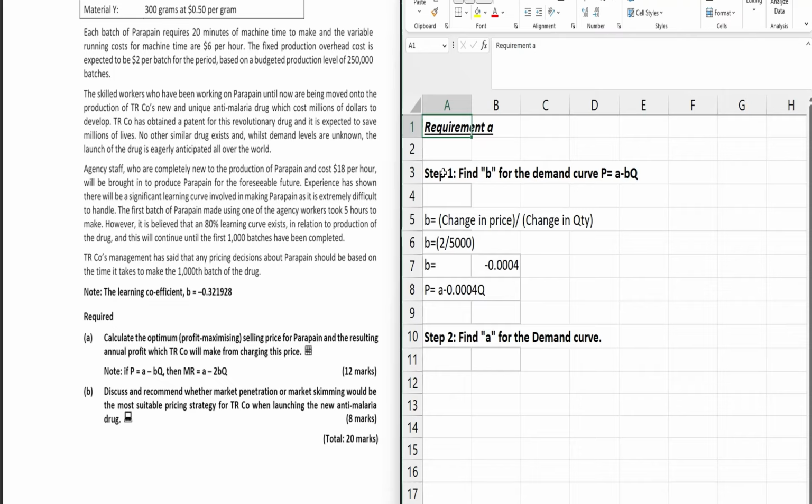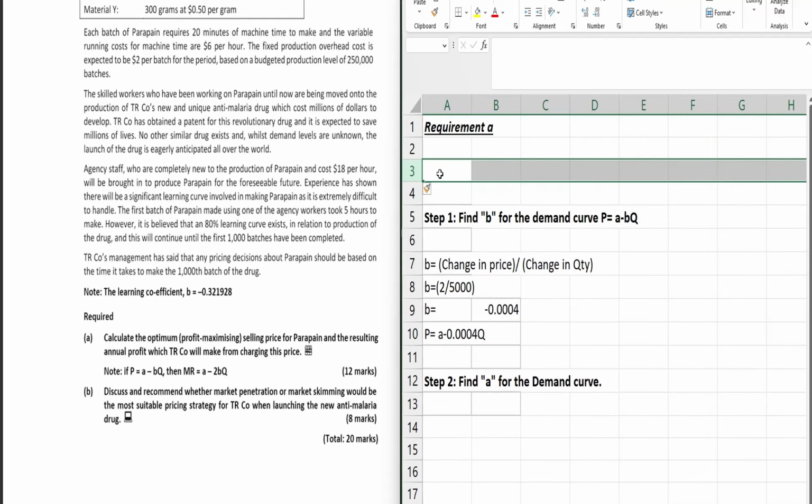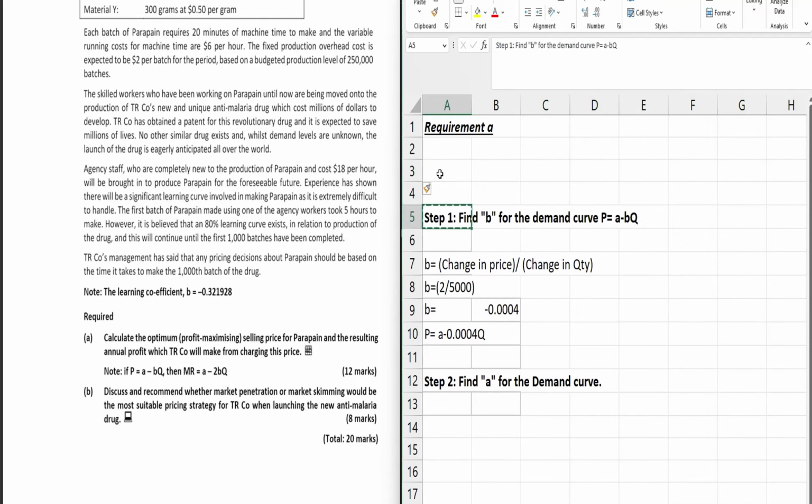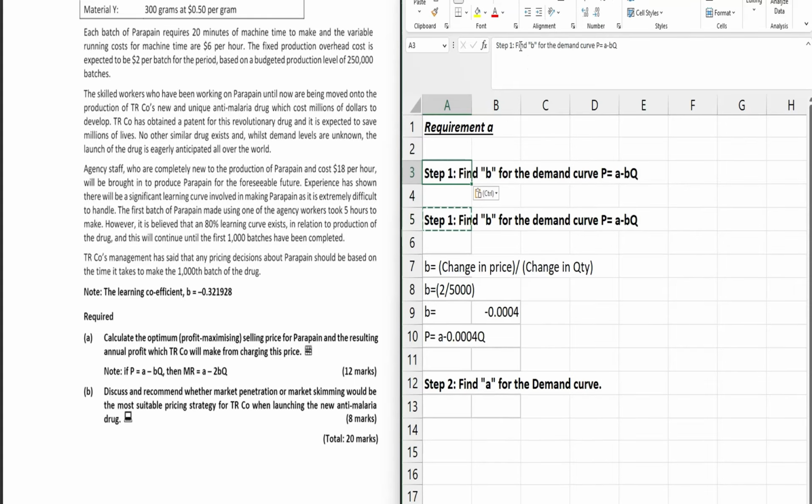So in the algebraic approach, the first step is to find out the demand equation function, that is P equal to A minus BQ. Now the second step is to find out the value of B. And how can we find out the value of B? So let me mention the step. Step 2, demand curve or equation, anything you can say, which is P equal to A minus BQ. Now step 2 is to find out the value of B.